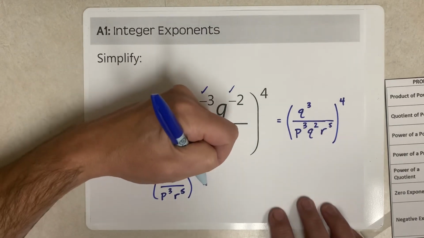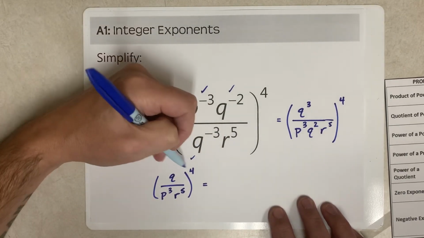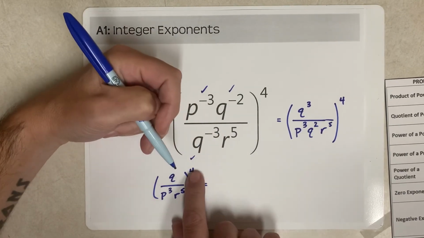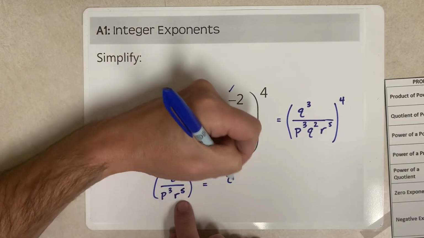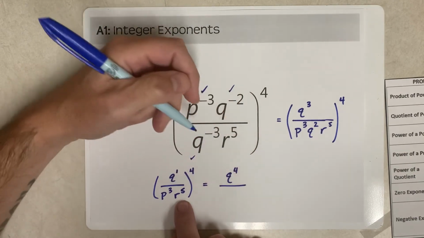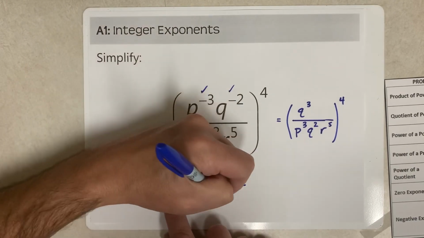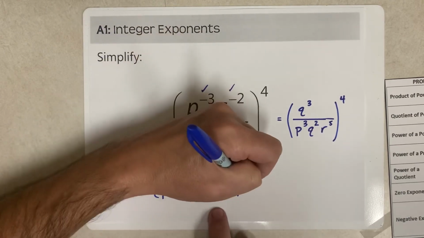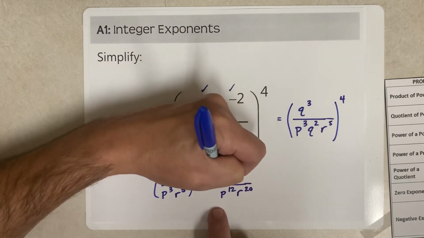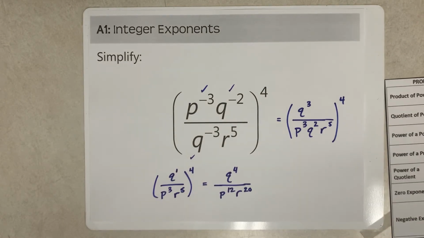So once I get everything cleaned up inside the parentheses, I can now distribute this 4 to everything. So that q is to the 1st, so 4 times 1 is 4, so I have q to the 4th, over 4 times 3 is 12, p to the 12th, and then 5 times 4 is 20, r to the 20th. And then that's your final answer for that one.